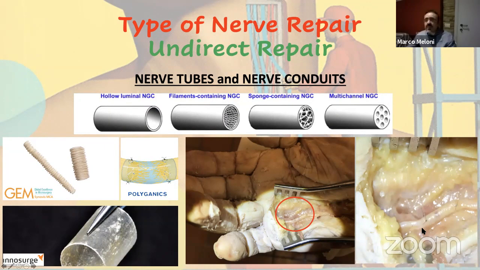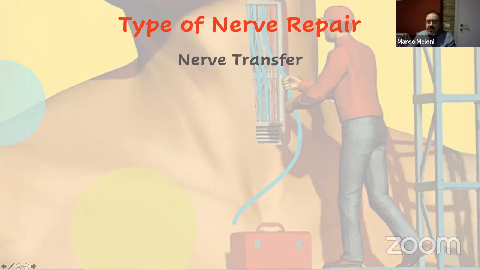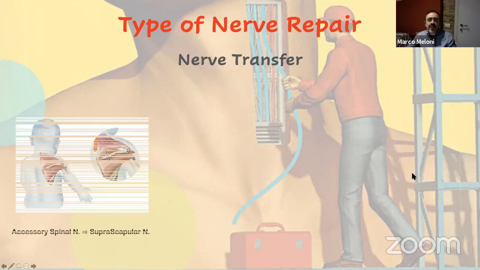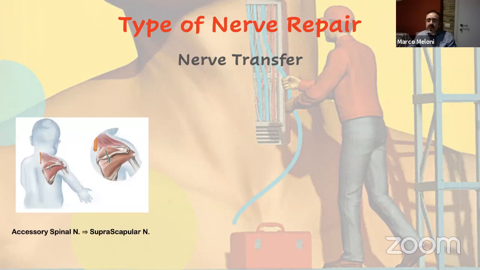Nerve transfer, I give you a brief description because it is a very long topic, and I prefer to talk about it in another panel, but let's have a look. Nerve transfer is not actually a nerve repair, but a nerve saving, and it usually consists in using a vital nerve and connecting it to the nerve that needs reinnervation.